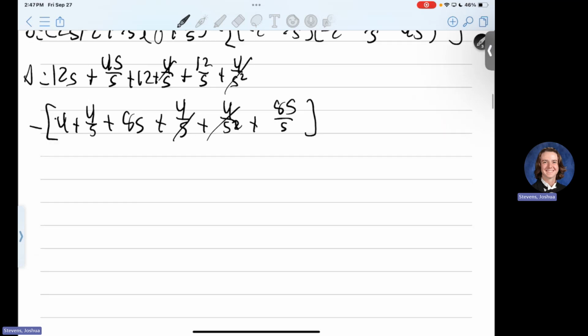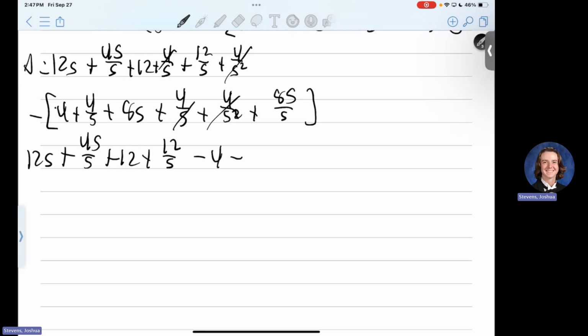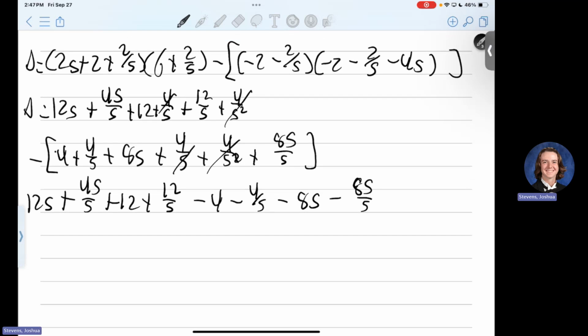So the top part, the parts that are still left over, 12s plus 4s over s plus 12 over s. That's from the top part. This is all subtracted by 4 minus 4 over s minus 8s minus 8s over s. Okay, Matt? Do you agree? Do you agree? Yeah.